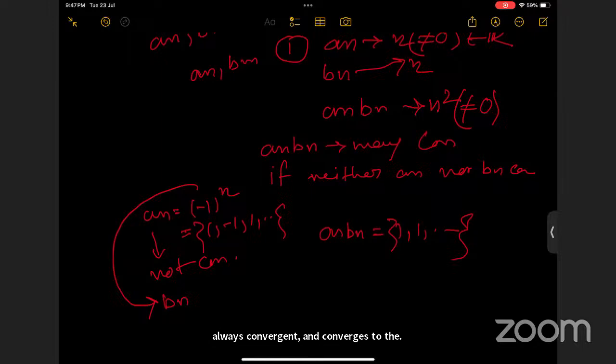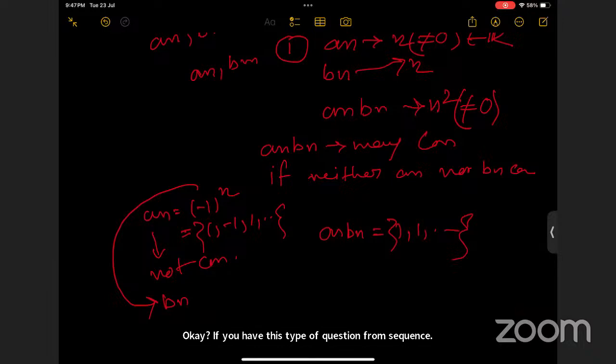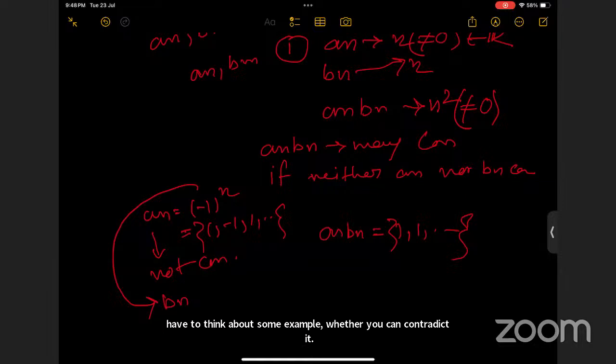Statement 2 was the one that was a bit confusing. If you have this type of question on sequences, you have to consider some example and think about whether you can contradict it or justify it. Yeah, fine. Got it, ma'am. Thanks.